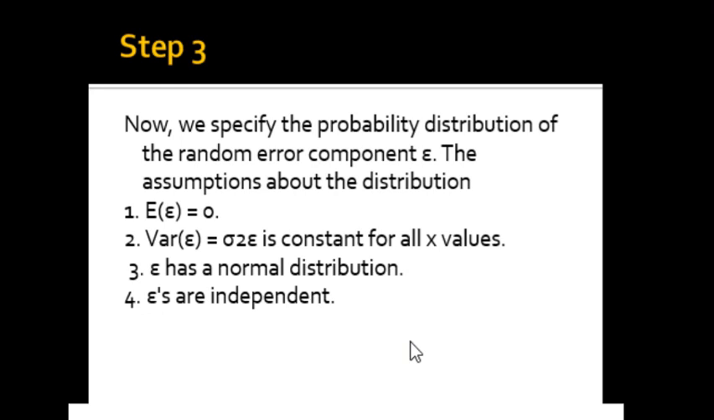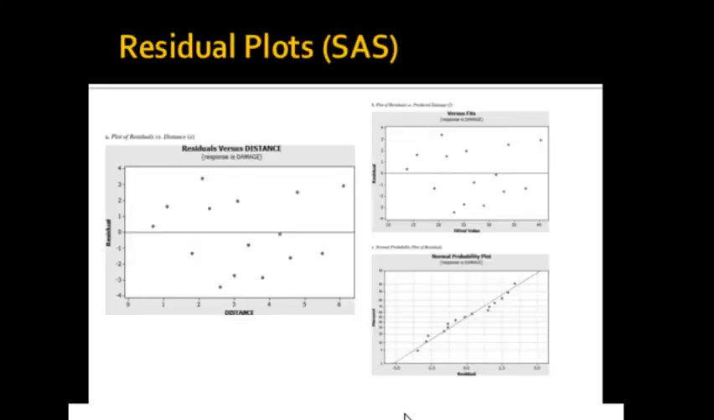The next step will be to check the assumptions, and here is a list of the 4 assumptions. First is the error terms. The mean of the errors is 0. The variance is constant. Errors are normally distributed, and errors are independent of each other.